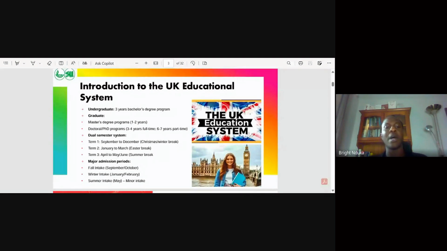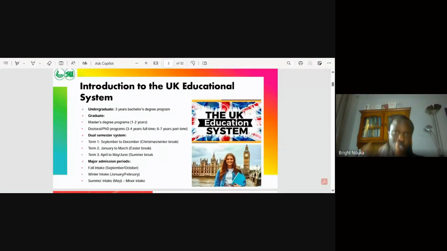And then the semester is structured as a dual semester structure, but this dual semester is broken down into 3 terms. It's 2 semesters, but broken down into 3 terms. So for term 1, we have the September to December term, which breaks at the Christmas winter break. September to December, which is term 1, forms the entire scope of the first semester.